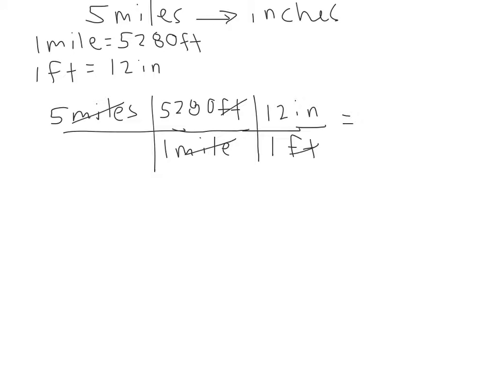Okay, again, multiply everything on the top, multiply everything on the bottom, and then divide those two products. Okay, so if you do this math out, you get 316,800 inches.